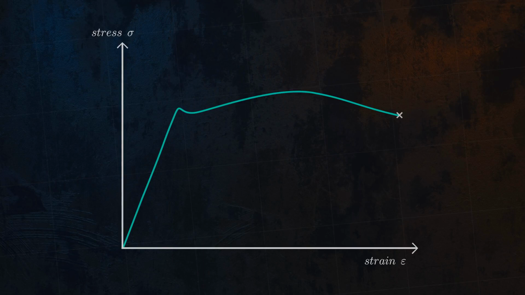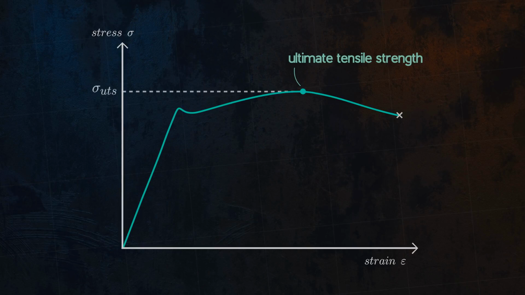The ultimate tensile strength of a material is defined as the maximum stress, which is reached during the tensile test, corresponding to this point on the stress-strain curve. It is the maximum stress the material can withstand during a tensile test.